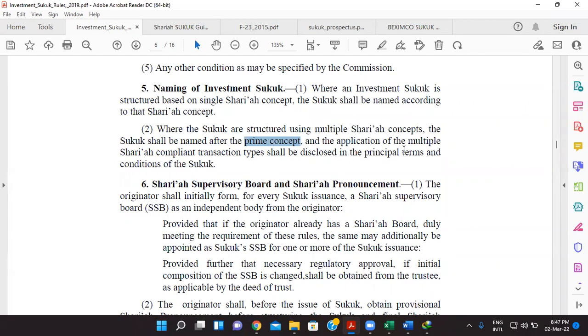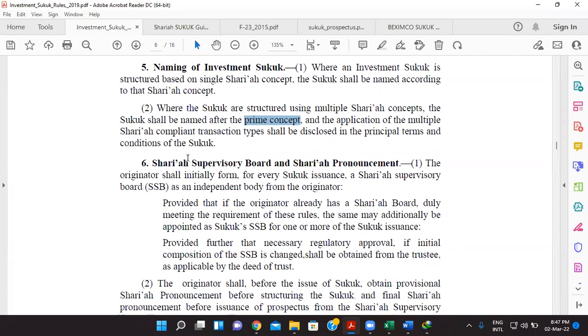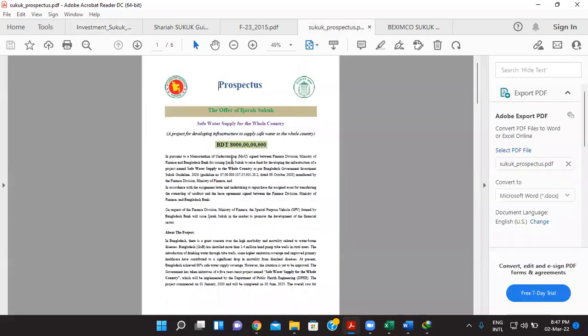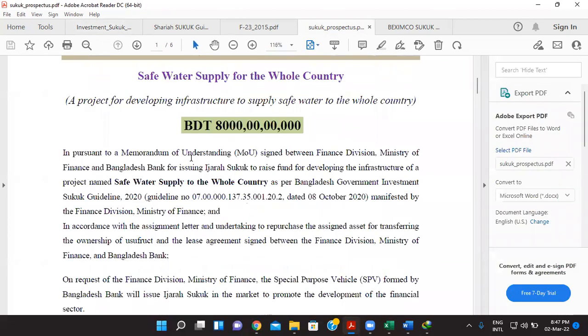However, the application of multiple Sharia compliant transaction types shall be disclosed in the principal terms and conditions of the sukuk. So what has been said, when you are explaining in detail the conditions and terms, you have to explain what are the Sharia concepts which will be applicable for the mode of the structure you are forming for the investment sukuk. So let me take you to the prospectus.